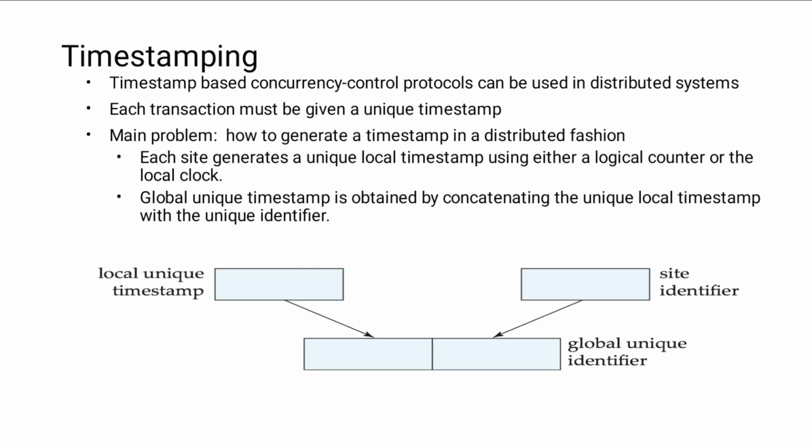The timestamping-based concurrency control protocol can also be used in a distributed system. Here, two timestamps are used: local timestamp and global timestamp. Local timestamps are generated by using a local counter or the local clock in the system. A global unique timestamp is obtained by concatenating the local timestamp with some unique identification.